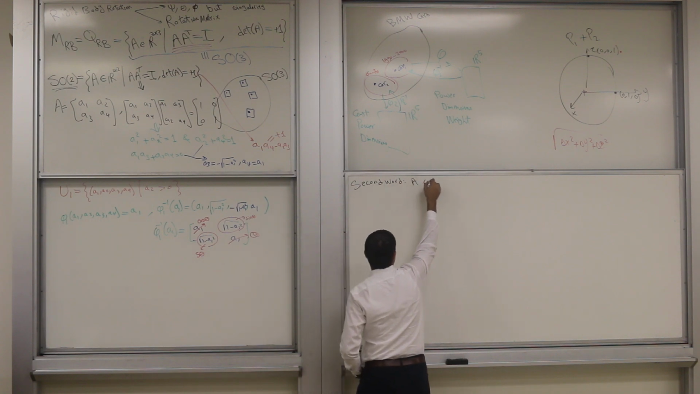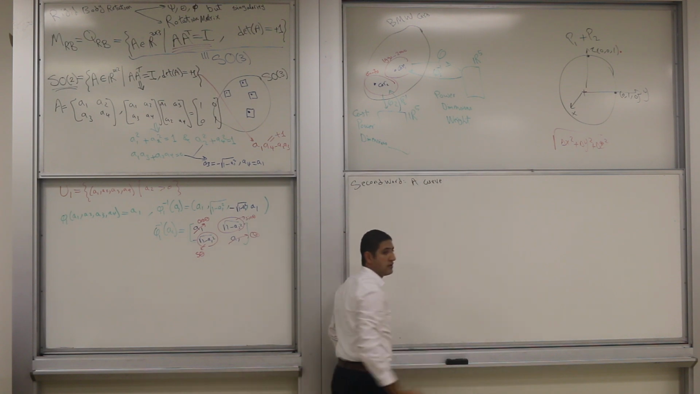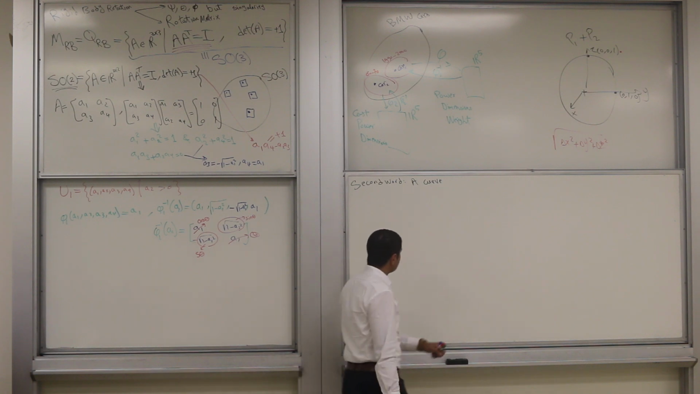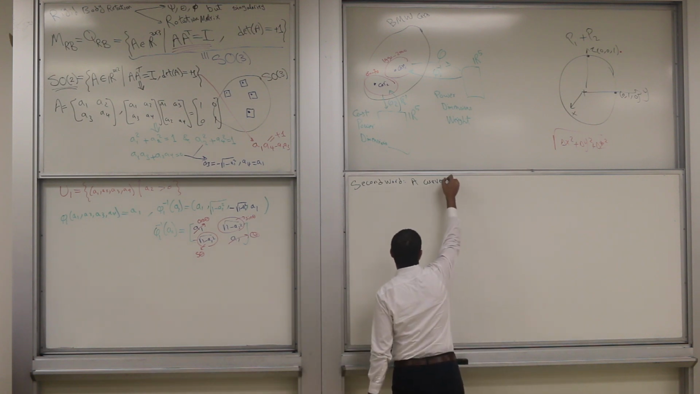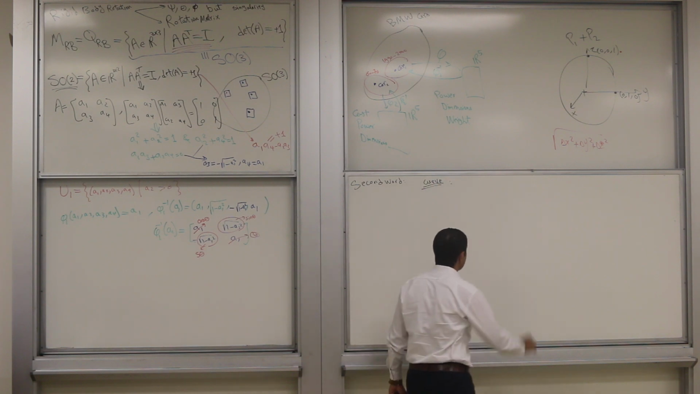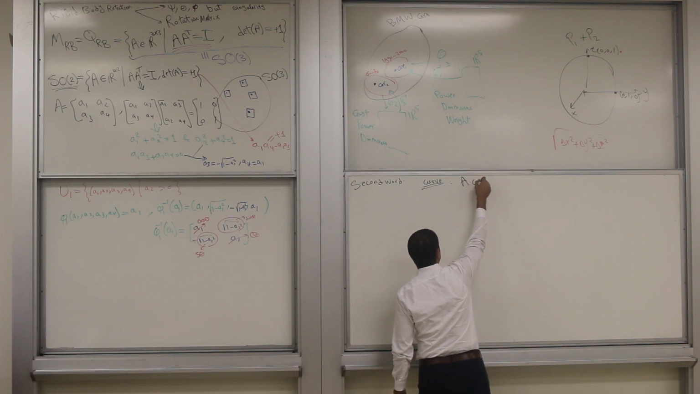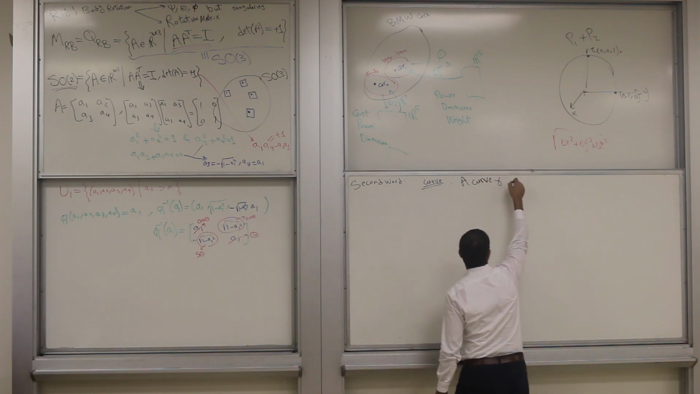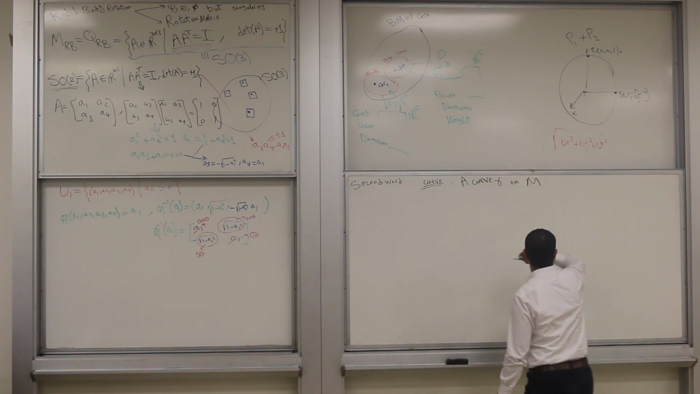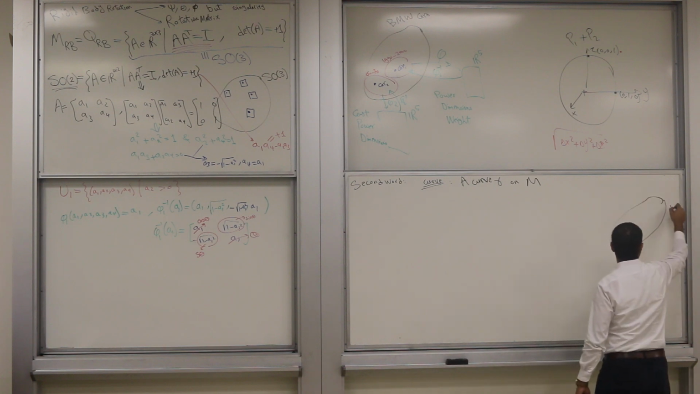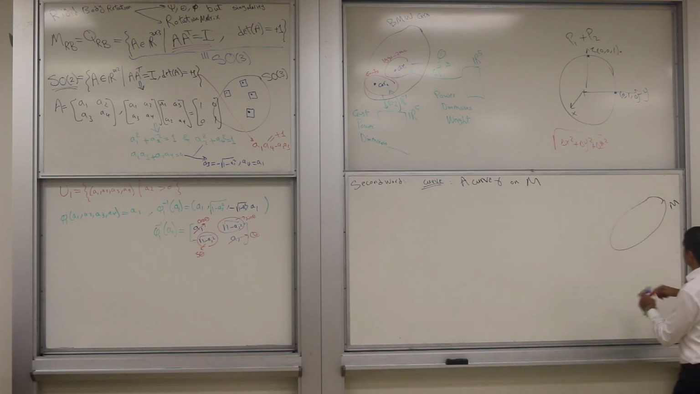A curve. This is the second one, curve. Let's define it. So a curve, gamma on M. Curve in M. So this is M. And we have a curve. This is actually a very intuitive definition.